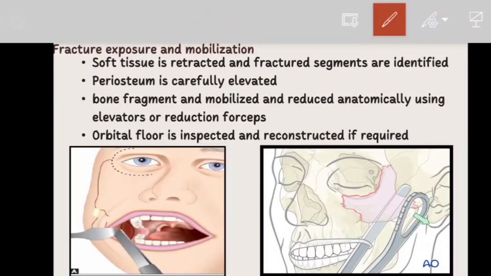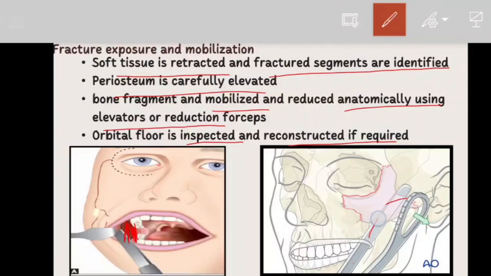Now the fracture is exposed. After the incision, the soft tissue is retracted and the fracture segments are identified. You will see this type of incision is intraoral, that is the Keen approach. The periosteum is carefully elevated, and the bone fragments are mobilized and reduced anatomically using elevators or reducing forceps. The orbital floor is inspected and reconstructed if required. In this second image you see the periosteum carefully elevated and the bone fragments reduced anatomically.